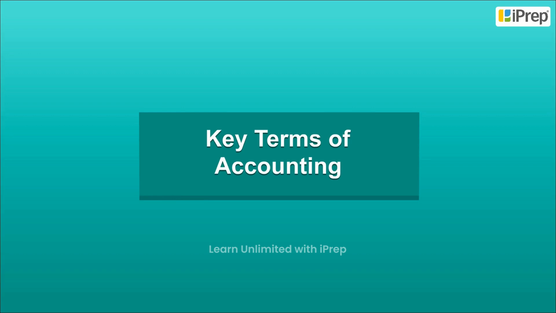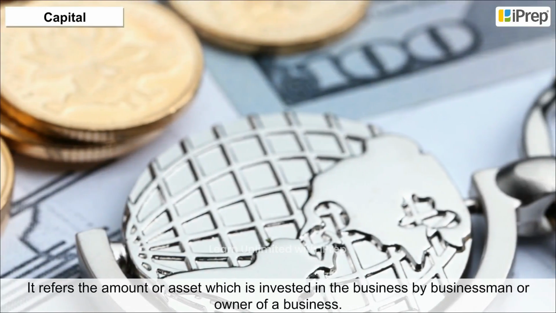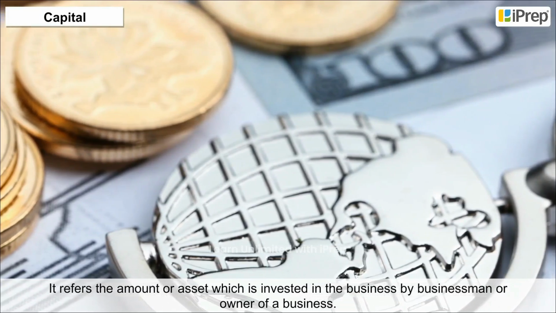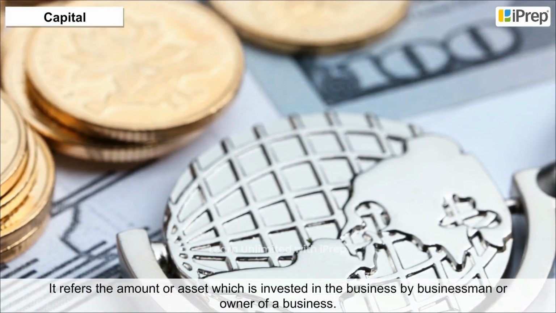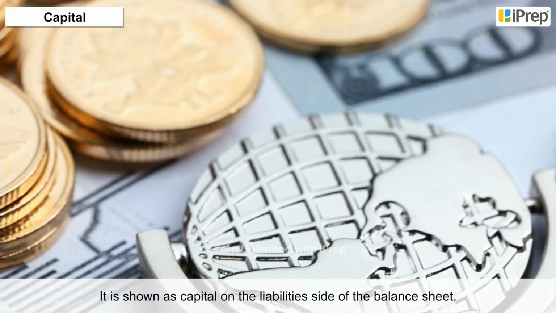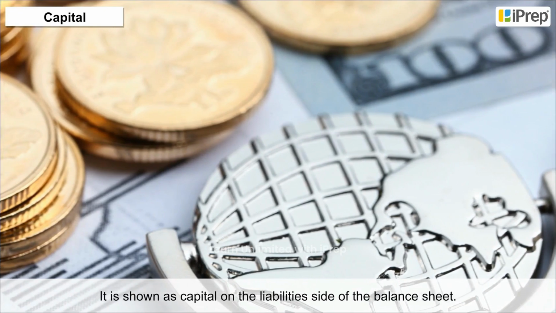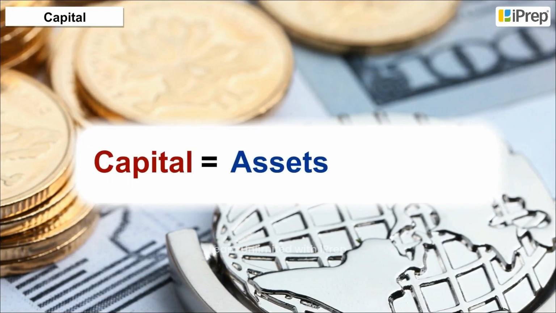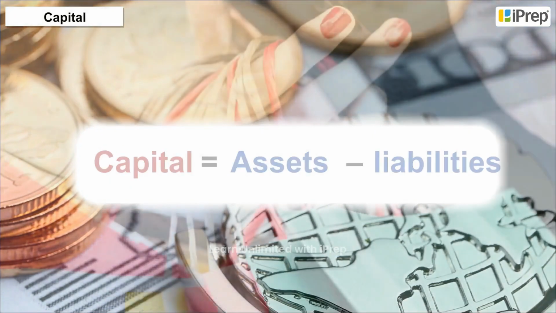Key terms of accounting. Capital. It refers to the amount or asset which is invested in the business by the businessman or owner of a business. It is shown as capital on the liabilities side of the balance sheet. Capital is equal to assets minus liabilities.